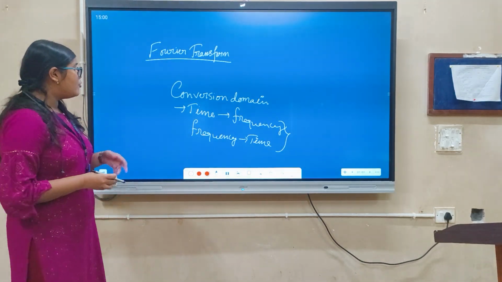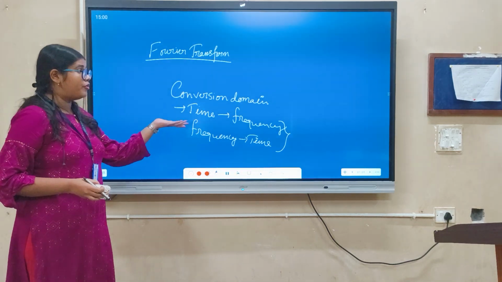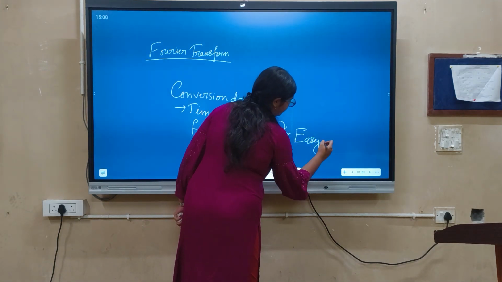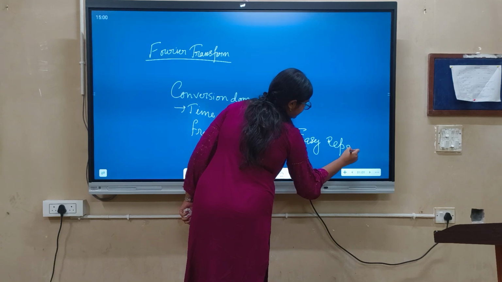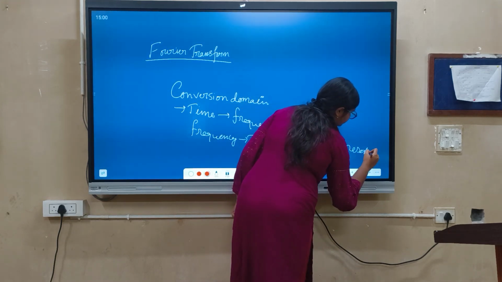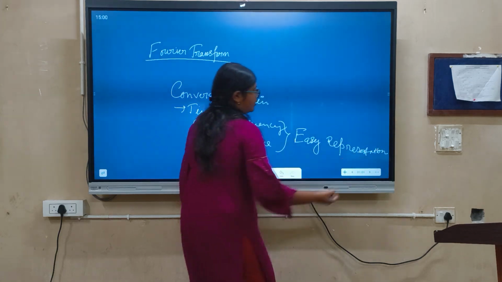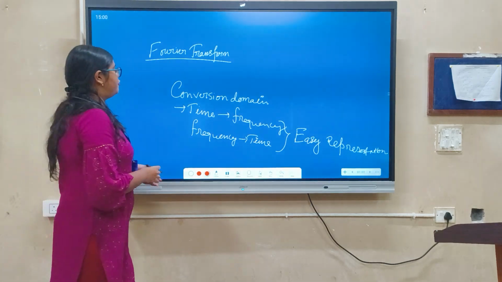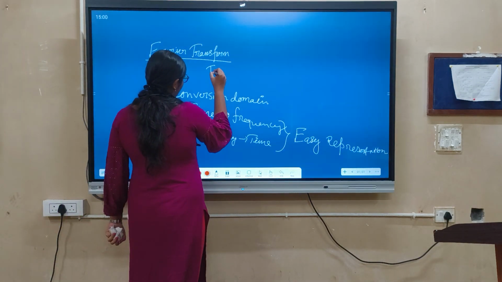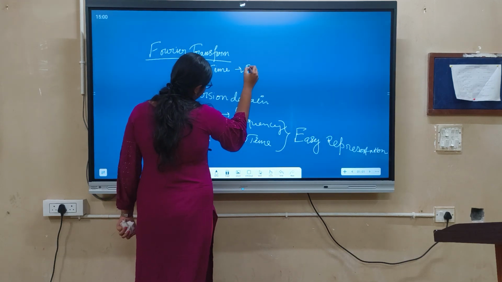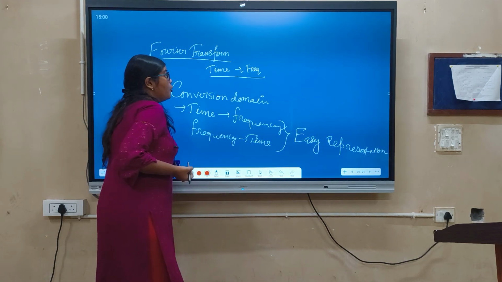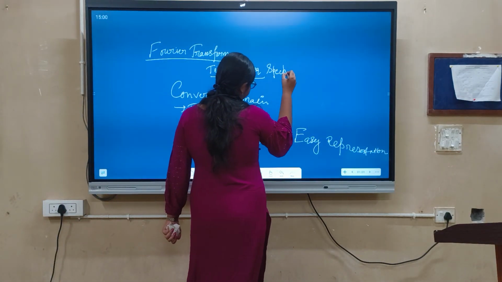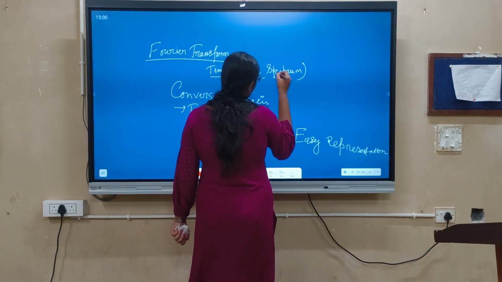That means why did we actually do this type of transformation? For easy representation. Right? So, when we are talking about the Fourier transform, we have to change the time domain response to frequency domain response. For that, we have to analyze the spectrum of the signal.